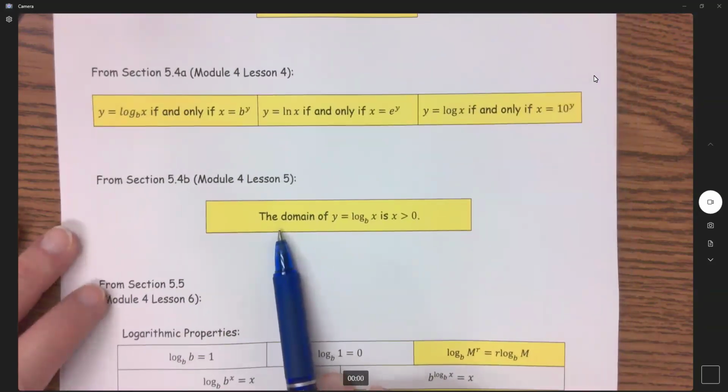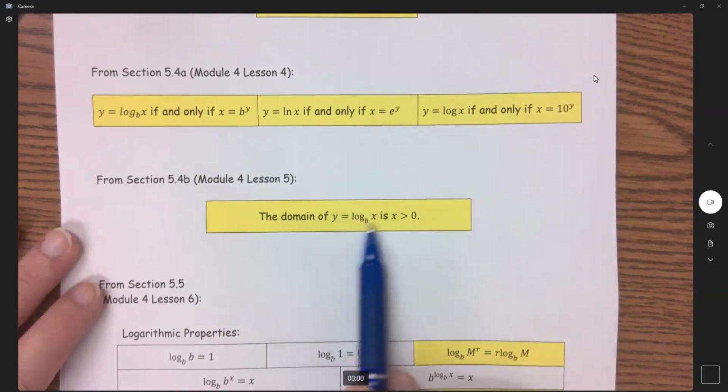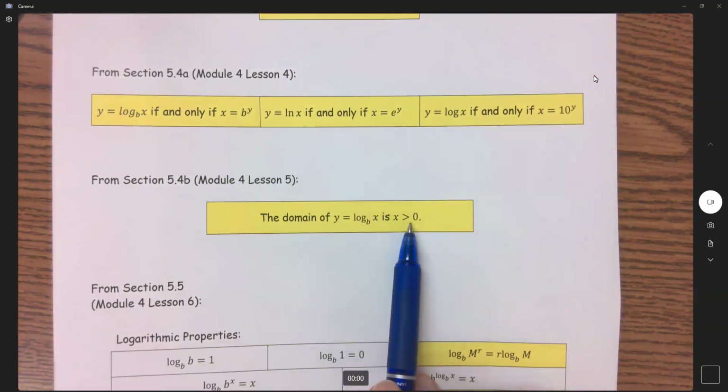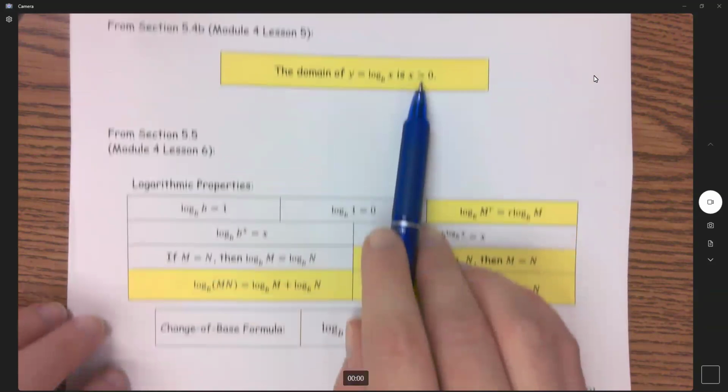We need to not really find the domain, but be aware of that with logs, because there's a restriction on that domain, meaning x must be greater than 0, we can get extraneous solutions. So we'll need to check for those.